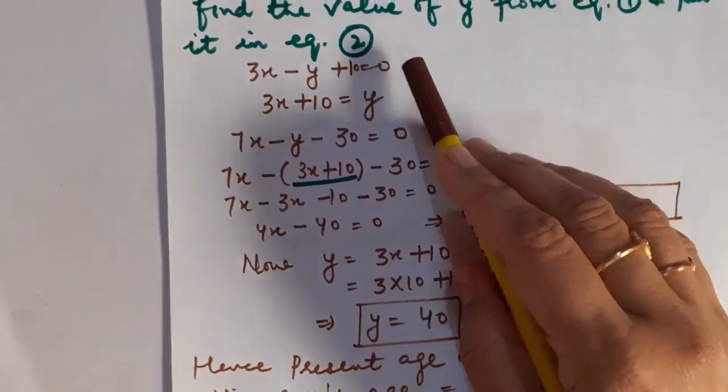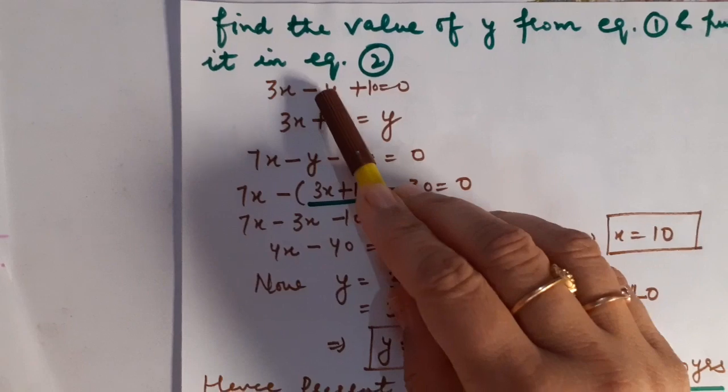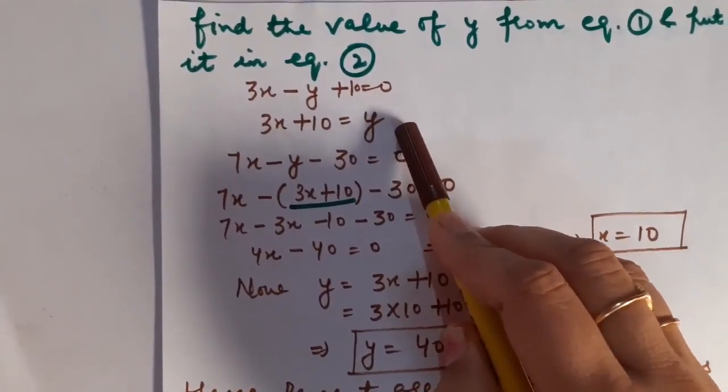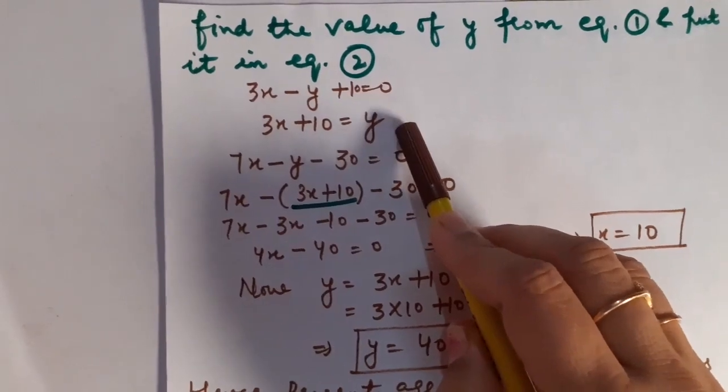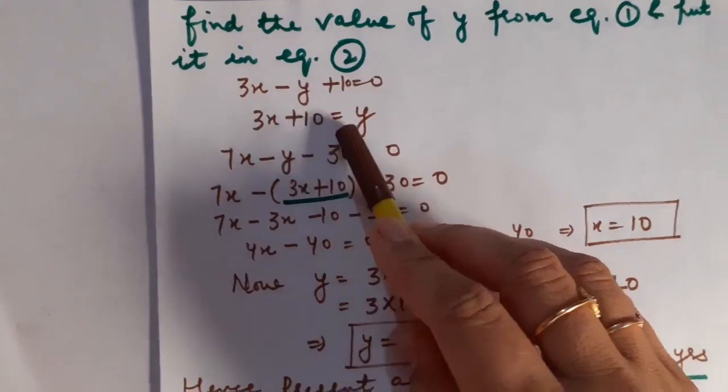What is equation number 1? It was 3x minus y plus 10 is equal to 0. So the value of y I am going to calculate, because for me it is very convenient to calculate the value of y, as there is no numerical coefficient along with y. So this is 3x plus 10 is equal to y.